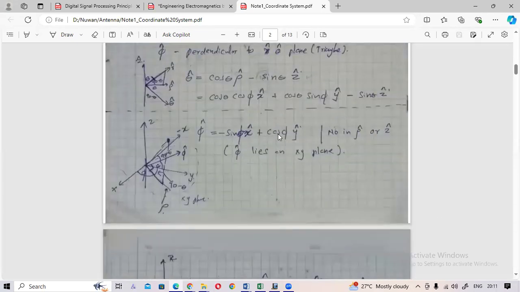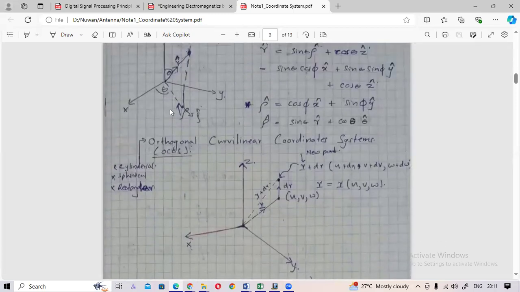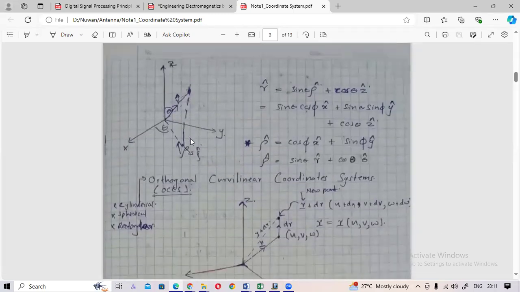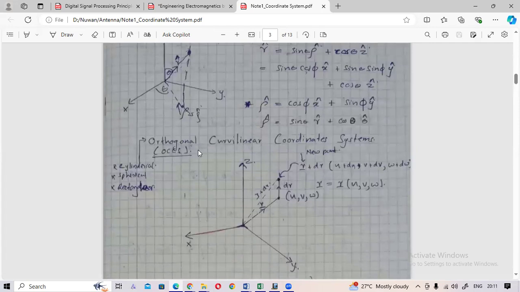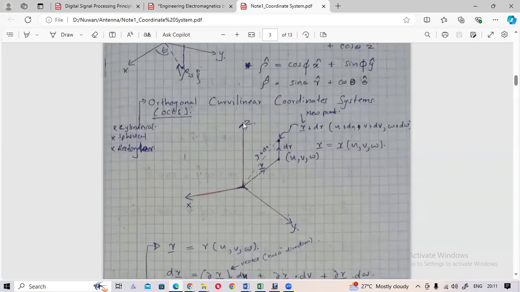Actually, these spherical systems we normally refer to as orthogonal curvilinear coordinate systems, because these coordinates are orthogonal to each other. The x-axis, y-axis, and z-axis are orthogonal, independent of each other. That is why it is called an orthogonal curvilinear coordinate system.